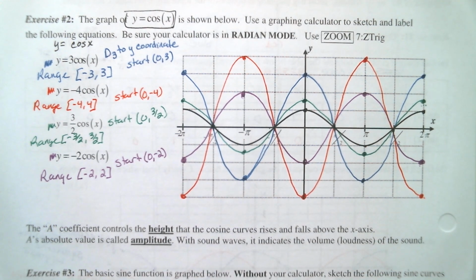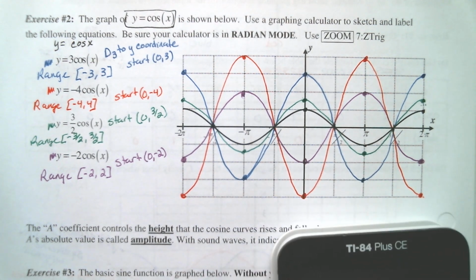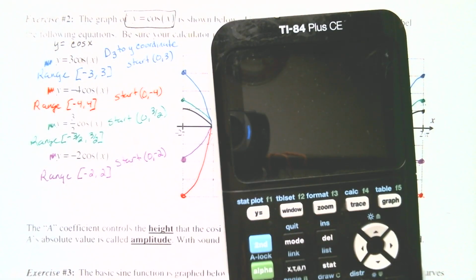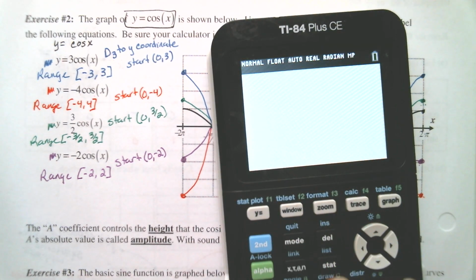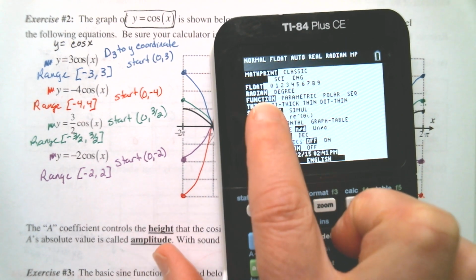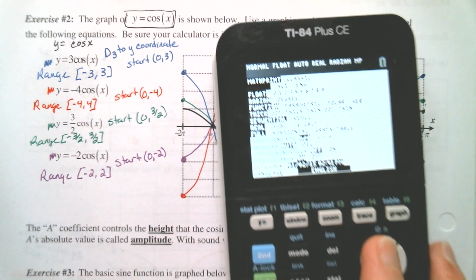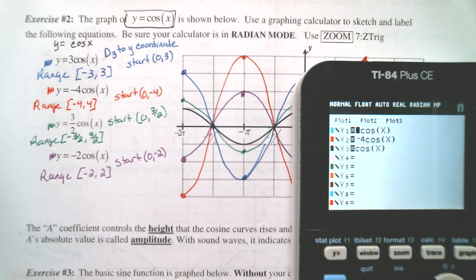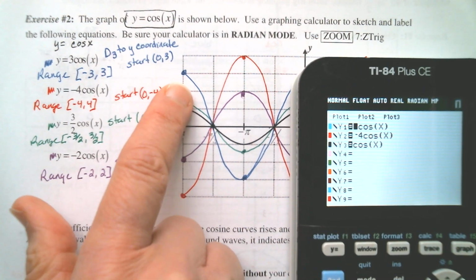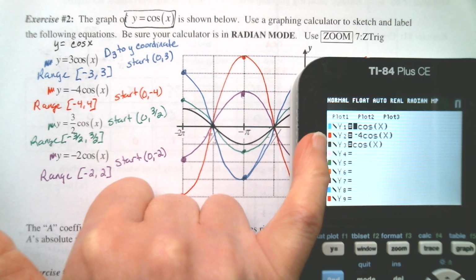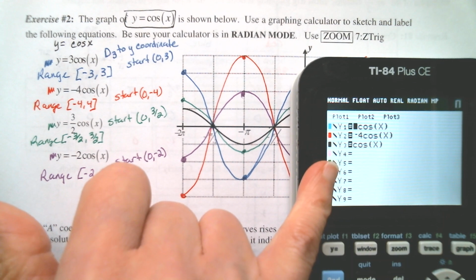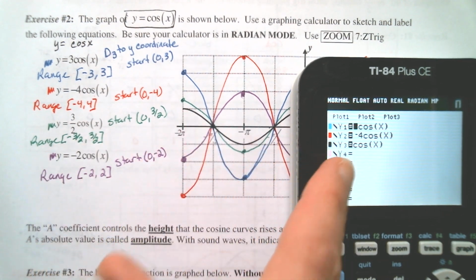Now, we didn't use the calculator at all. If you're going to use the calculator to check, first off, you have to be in radian mode. And if your calculator has been cleared, the default setting is radian, so you're fine. Key into y equals. Just to save time, I have y equals 3 cosine x in y1, because that's going to graph in blue. Negative 4 cosine x in y2, and my y3 is black, so I put in cosine x.